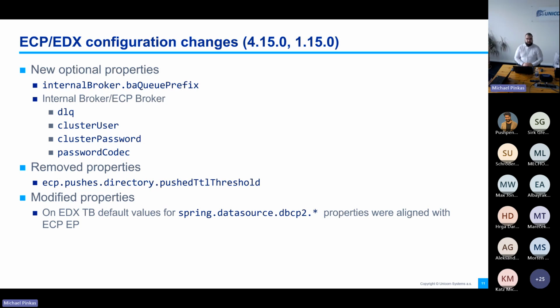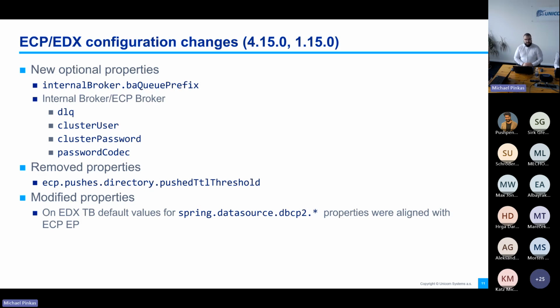So if you have some business application and you don't want to change it, but you want to use the queue prefix, you can set this property to empty, so no prefix will be used, and then there is no mandatory change in this case on the business application.